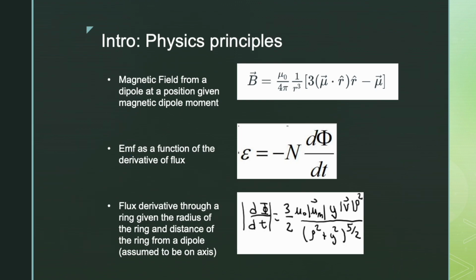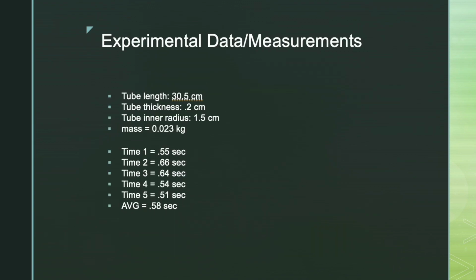Some of the physics principles we're going to be using include the formula for a magnetic field from a dipole at a position given the magnetic dipole moment. Then we have the equation for EMF given the derivative of flux and the number of rings. And then we have the equation for the derivative of flux through a ring given the radius of the ring and the distance of the ring from a dipole. We're going to be using all of these in our model, as well as Ohm's law, that current is equal to EMF over resistance. Here is our experimental data, our measurements for the tube as well as the magnet, and then all the times that it took for the magnet to fall through the tube.